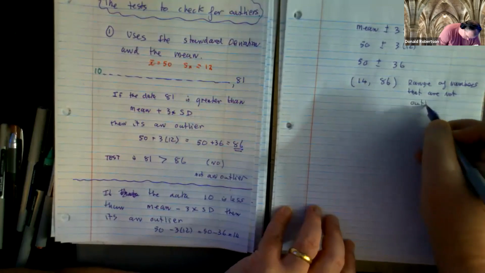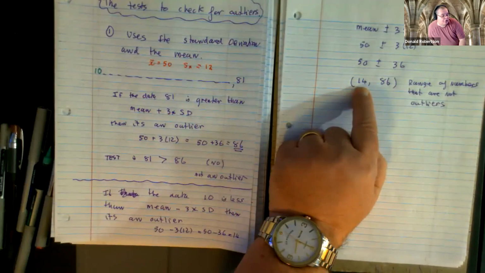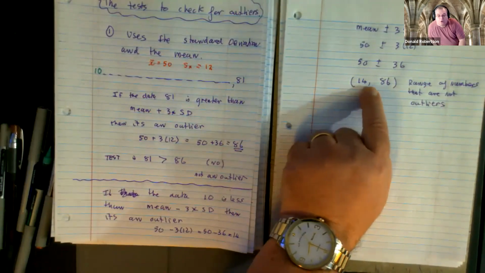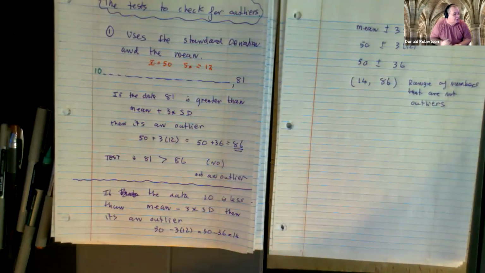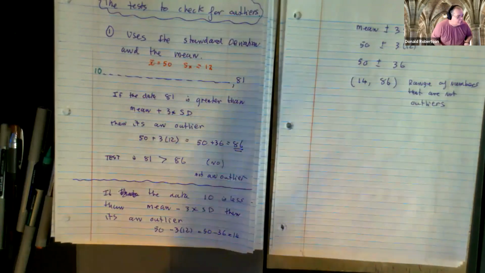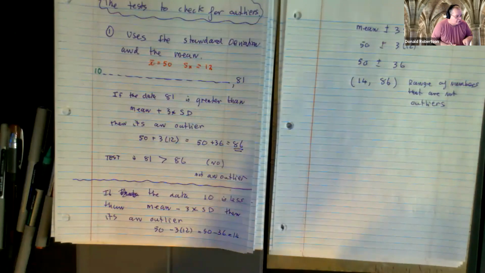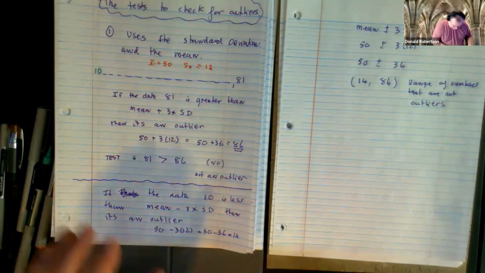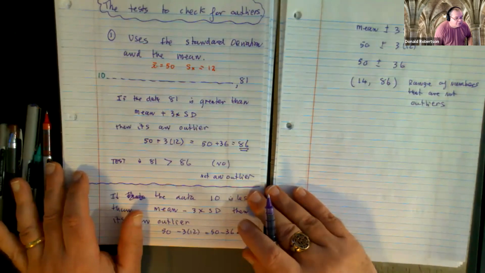And we're generous. If your number happens to be 14 or it happens to be 86, can you imagine you might have a number right on the boundary? It's okay. So if your data number is 86, it's not an outlier. If your data number was 14, it's not an outlier. On the other hand, if your data was 13.9 or 86.01, then it's an outlier. Are we cool with that?